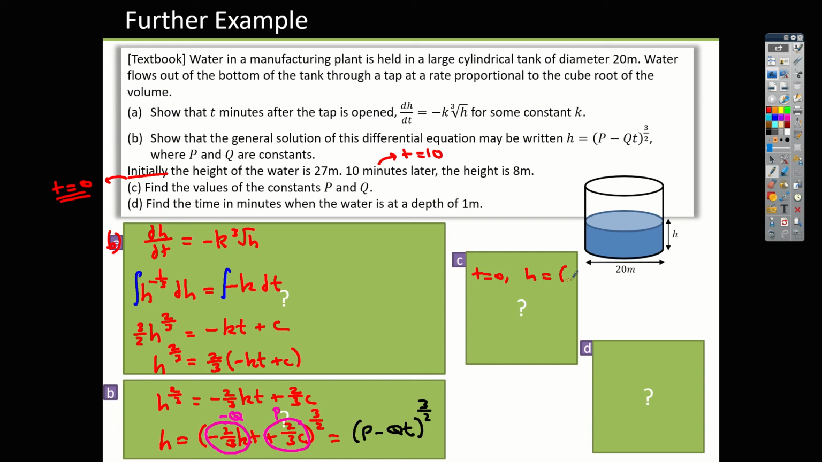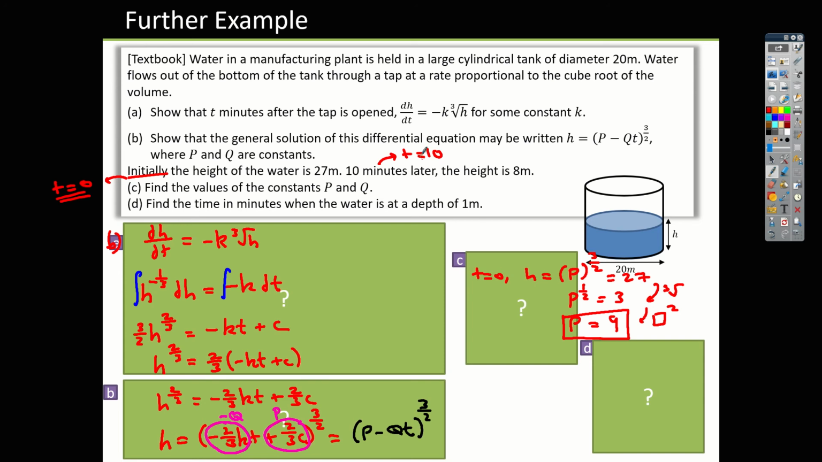H is, using this form, p minus 0, 0t there, to the power of 3/2. But the height of the water is 27. So we can write it as 27 like that. Then solving for p, I'm going to cube root both sides first, that takes off the 3 in the power. That's going to make 3, and then I'm going to square both sides, so p is 9. Okay, so cube root and then square. Great, so p is 9.